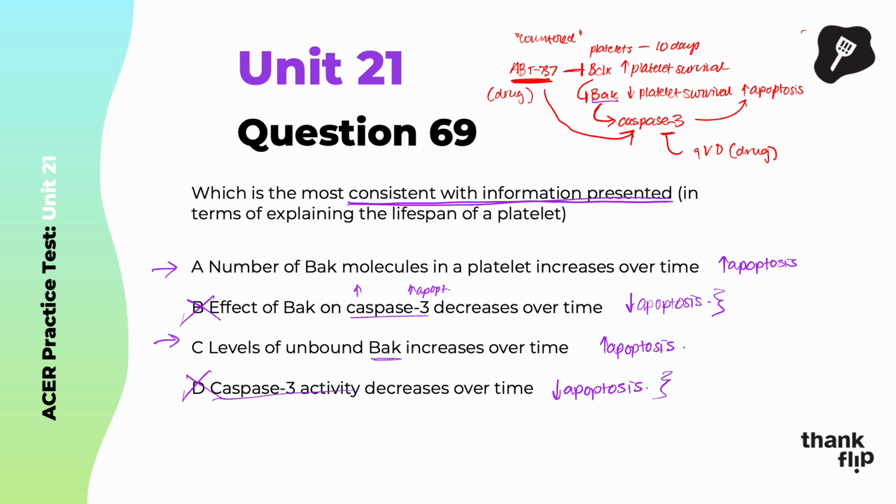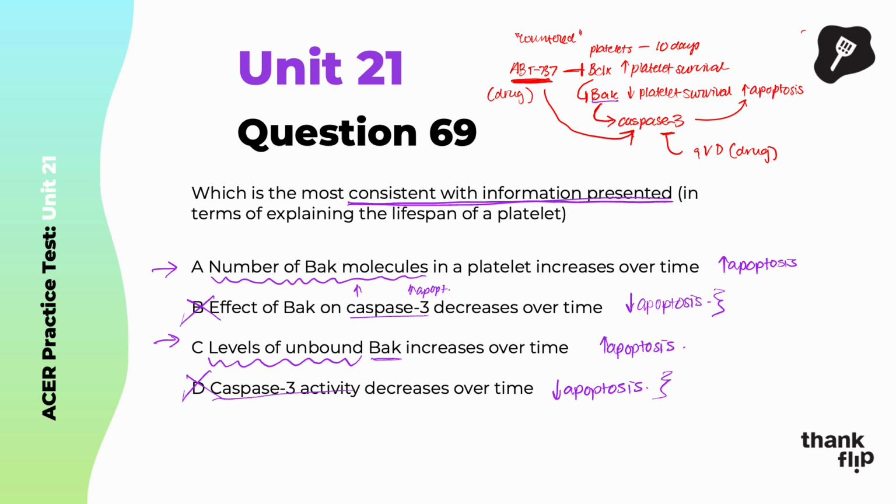So we have A is that apoptosis increases because the number of BAC molecules increases, or C, the levels of unbound BAC increases. Now, although it's helpful to have that prerequisite knowledge of, if a protein is bound, it's not going to be effective, and if it's unbound, it's going to be effective, you don't actually need that, because in the stimulus, we are told that BCLX is known to bind BAC, right? And so BCLX, through binding BAC, inhibits apoptosis, right?